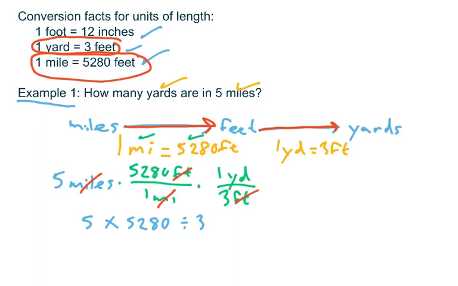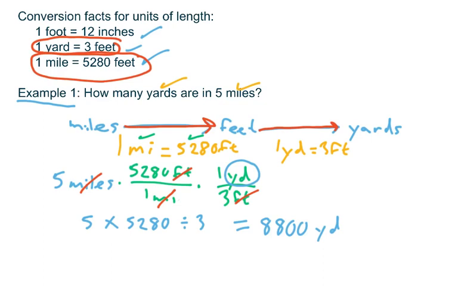You do that calculation, just get a calculator out and do that, and you will come up with 8,800. And looking again at the units, all the units divided out, but left me with an answer in yards. The answer is that 5 miles is 8,800 yards.